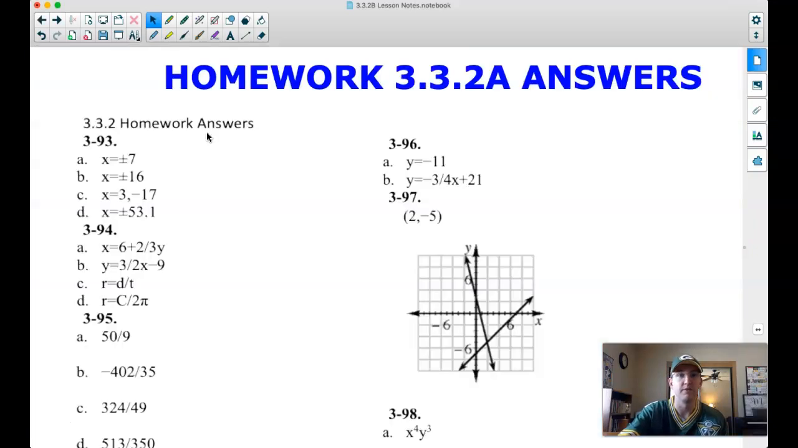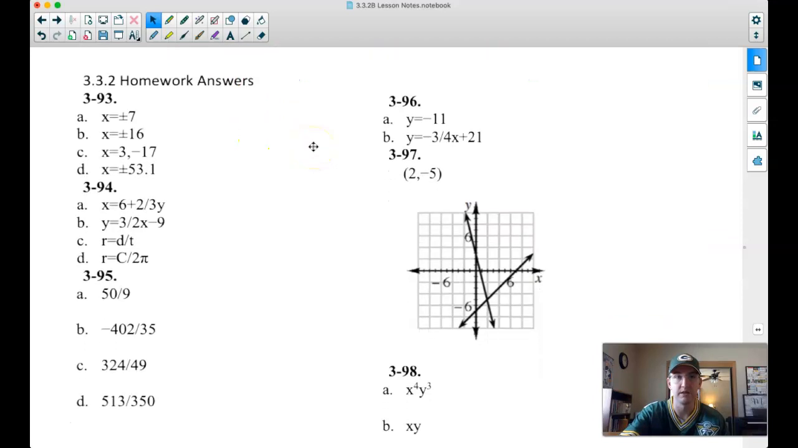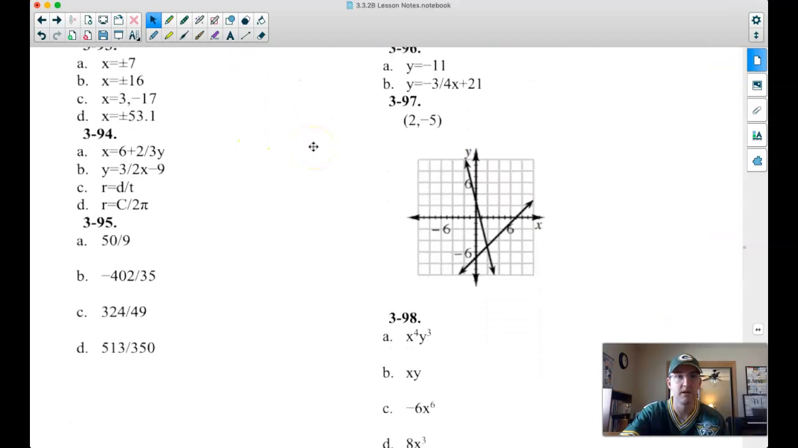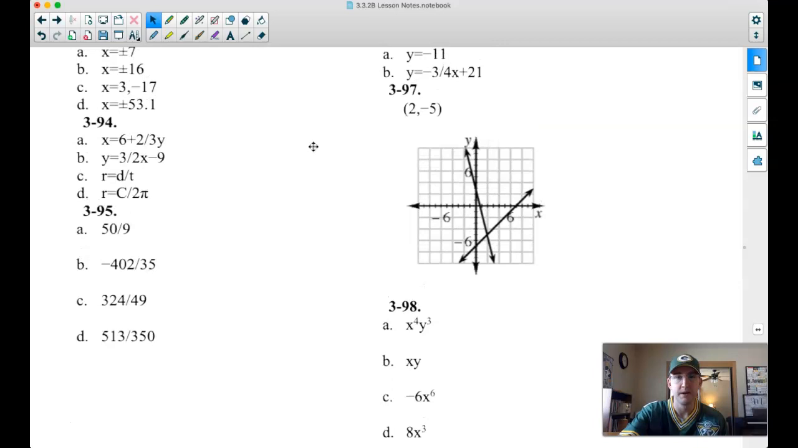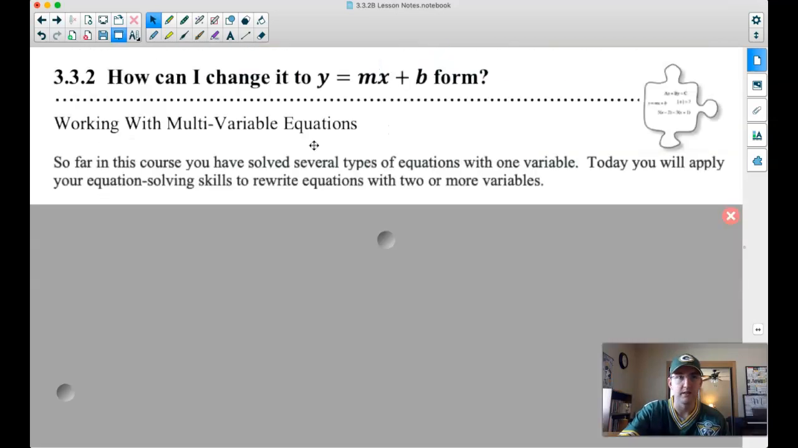So first things first, here are the homework answers. Again, being a video, pause them, check your answers. If you have any questions, let your grading teacher know. Otherwise, let's jump in here.